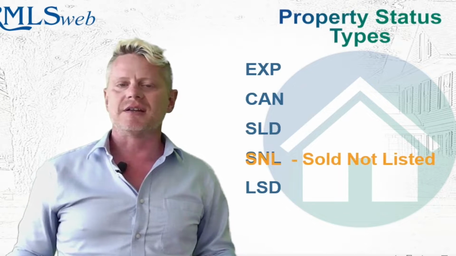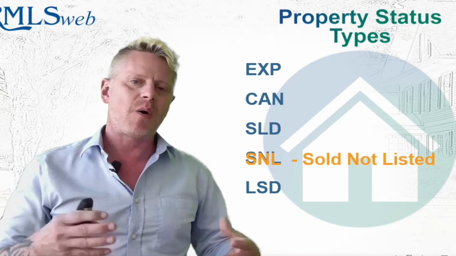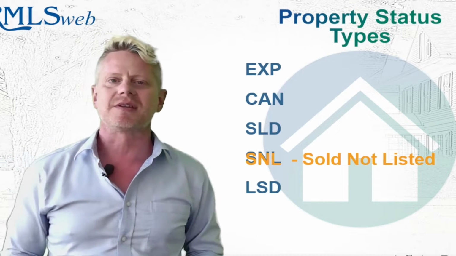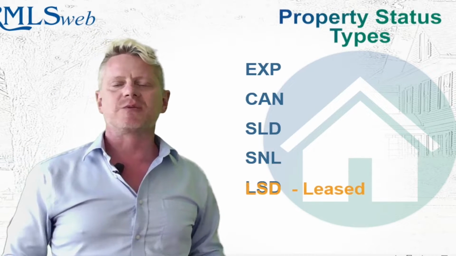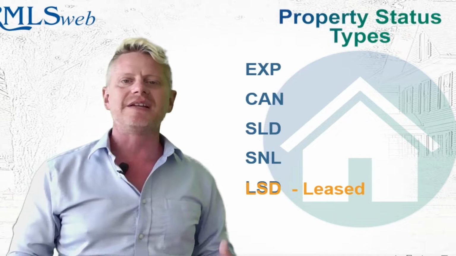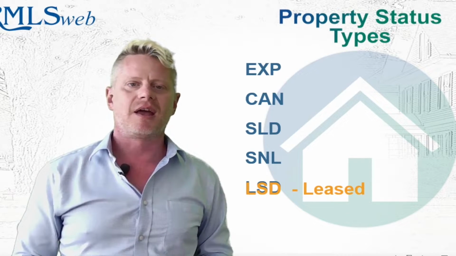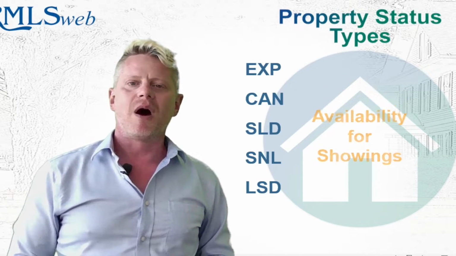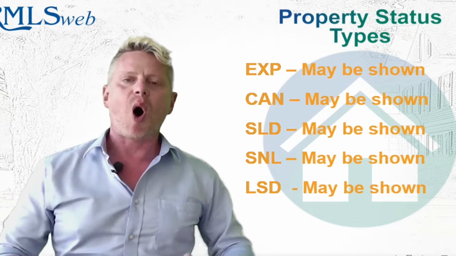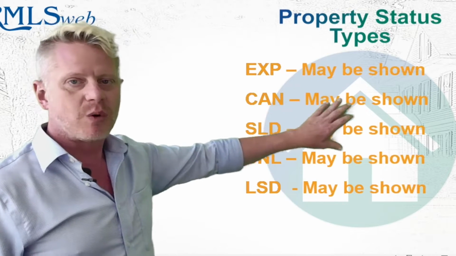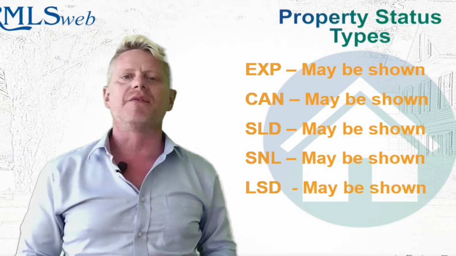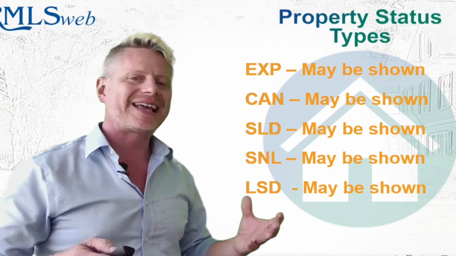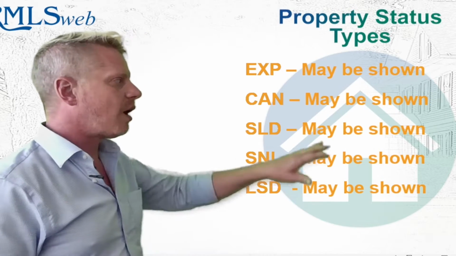Sold not listed were never listed on the MLS. However, an agent entered in the sold records for historic data purposes. And then finally, we have leased, which affects our commercial listings where a lease has been signed on a space. So how do these affect availability for showing? Well, just like the end of our previous list, all of these may be shown with express approval of the owner. None of these have to be shown, and none of these can't be shown. They all may be shown.